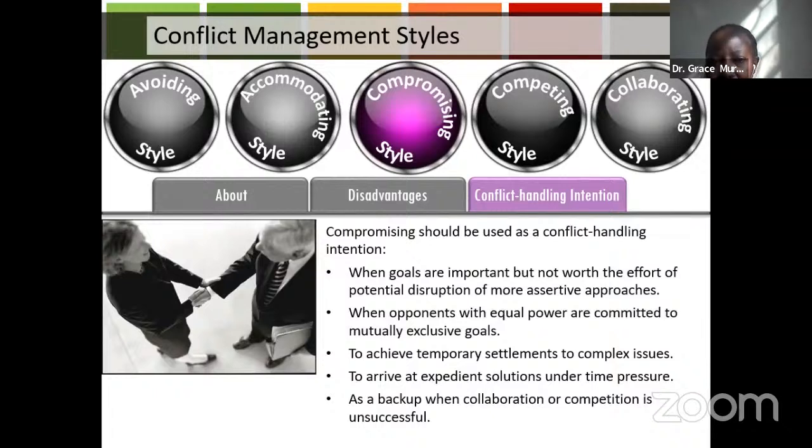It's very dominant. There's a lot of dominance in this competing style. You're coming there, one, I must win. It is a win-lose. I win and the other party loses. Sounds really negative, but because of situations, it is not necessarily a bad style of conflict management. When do you think we can use this competing style? Anyone? Let me hear from one person. Just try.